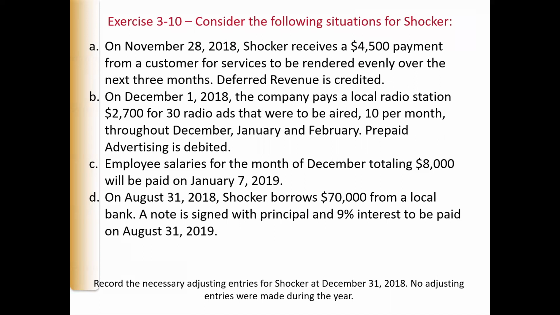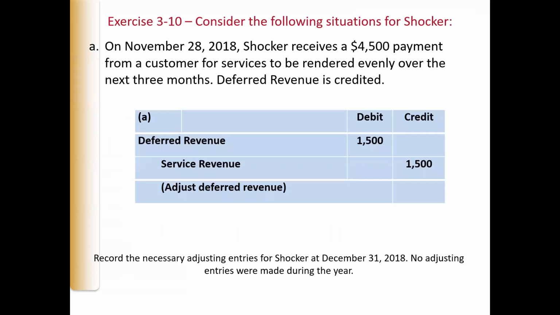Okay? So think about it. On November 28th, they debited cash, Shocker credited deferred revenue. It's supposed to happen for 3 months. What will we show on December 31st? We will debit our liability and we will credit our service revenue of $1,500. Why $1,500? Because it told us services will be rendered evenly over the next 3 months. 4,500 divided by 3, $1,500 a month.